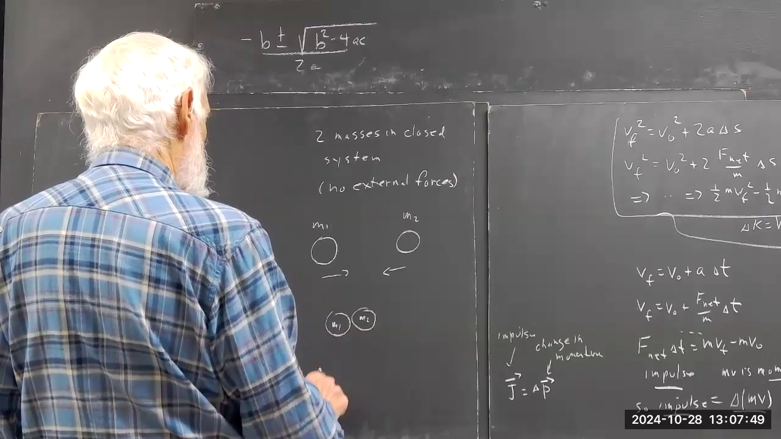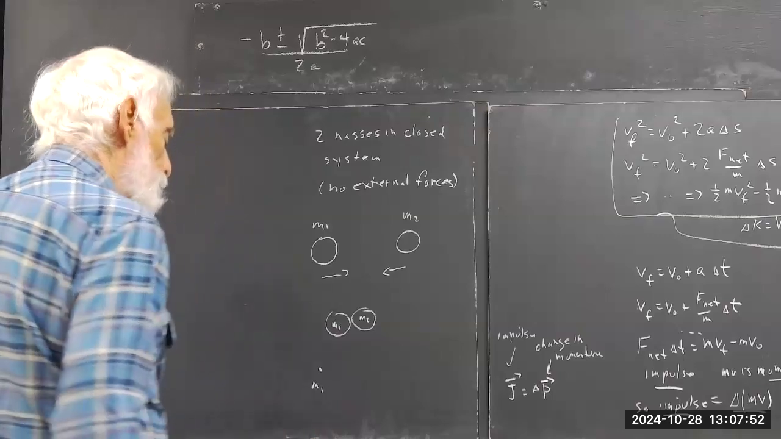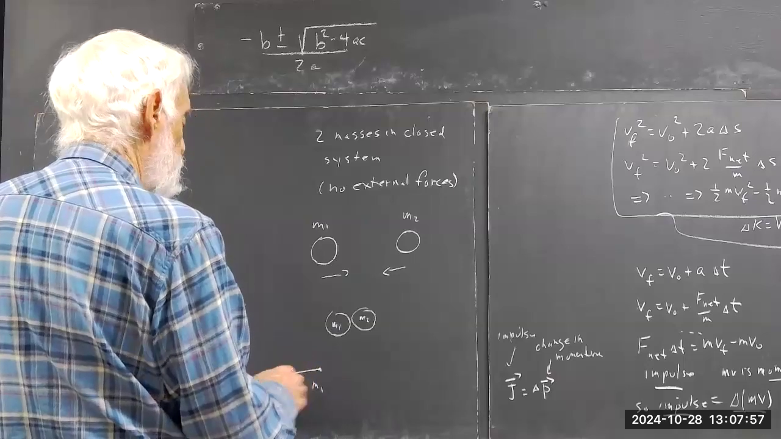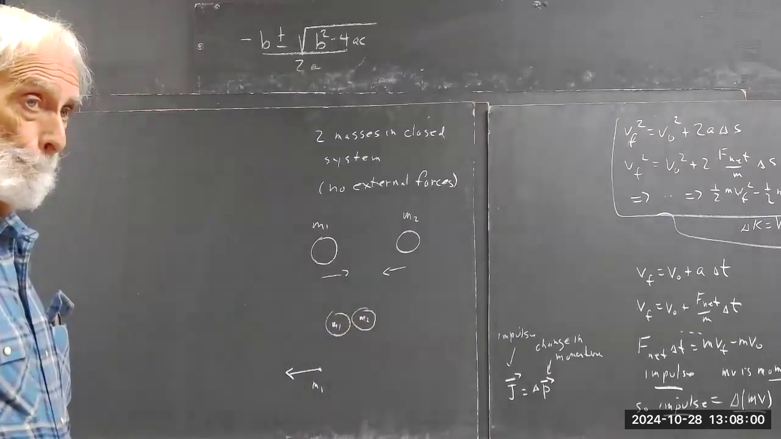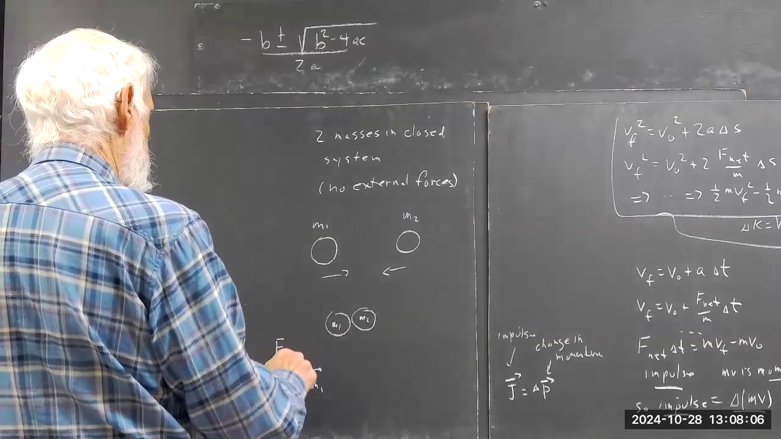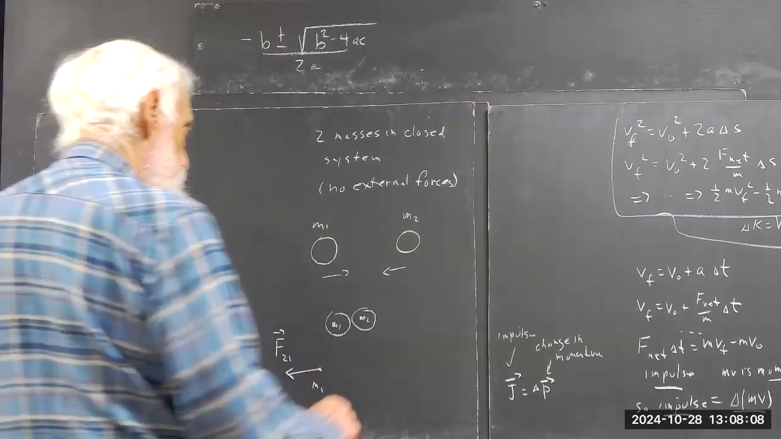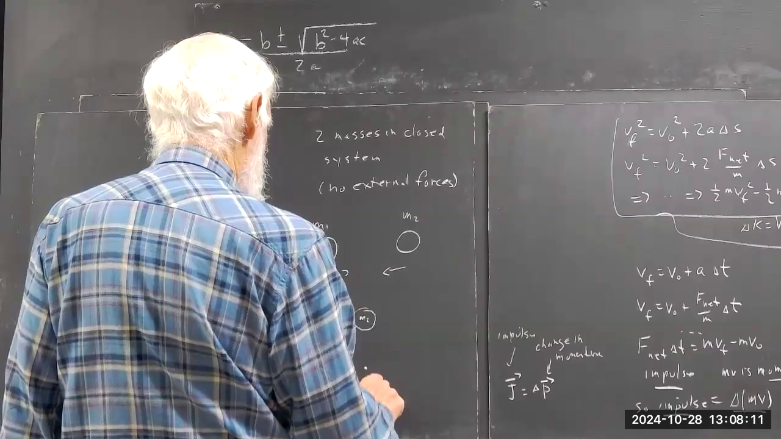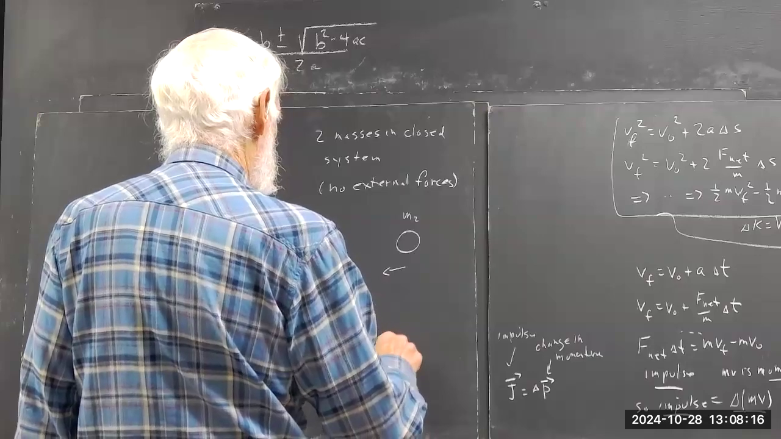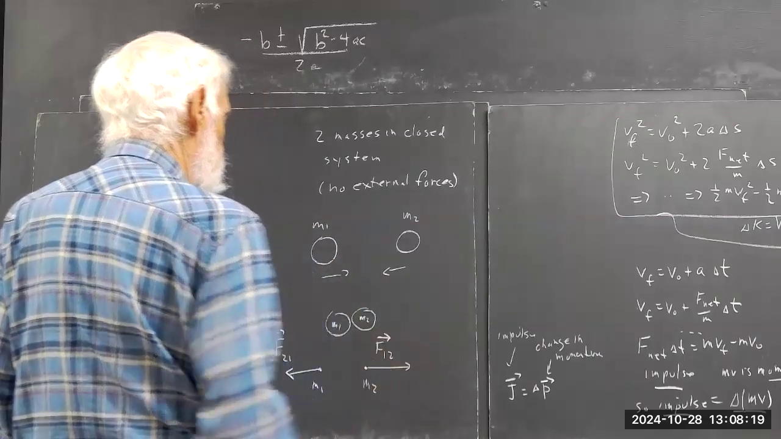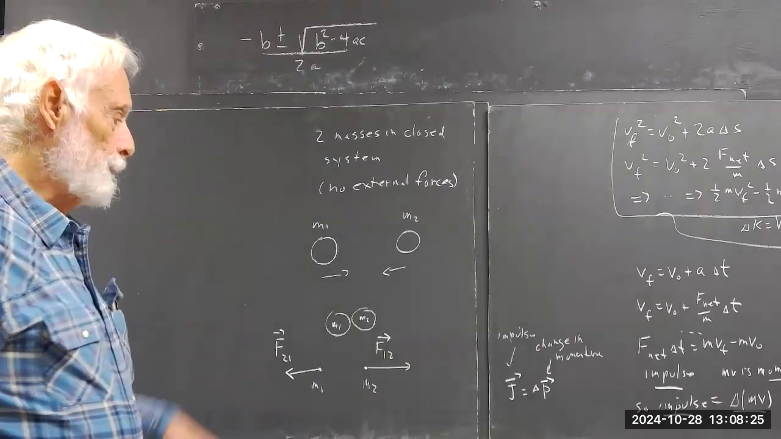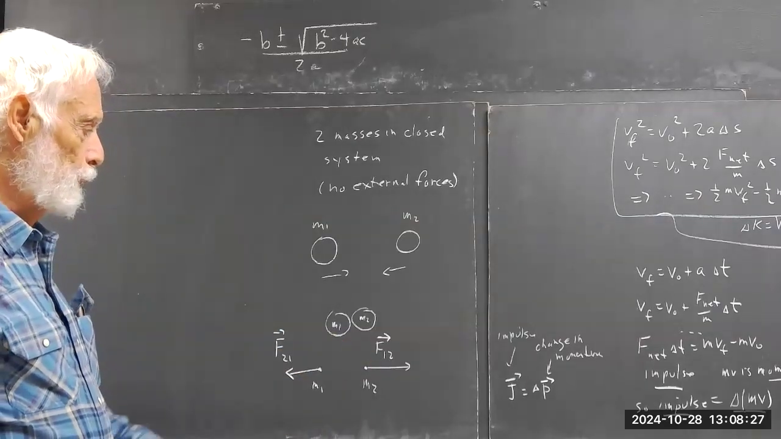M1, make a free body diagram. M1 is represented as a dot and it experiences a force from M2, right? And M2 experiences a force F1,2, the force one exerts on two. And I'm not sure I've got those subscripts right. This might be 1,2, and that might be 2,1.